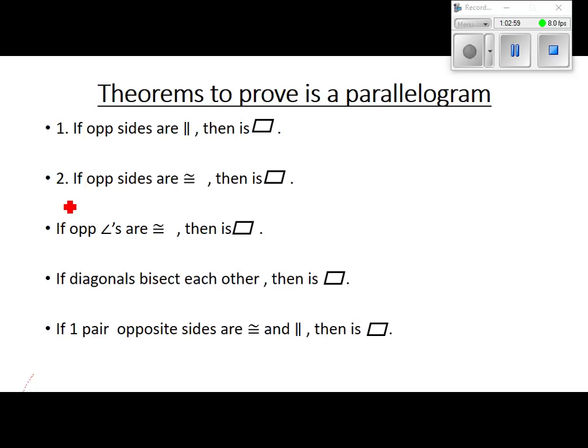The others were the converse of these, and they were theorems saying if it's a parallelogram, we know this. So if we know it's a parallelogram, we know all that information. If we're trying to show it's a parallelogram, we can do it by one of these five methods. So this is how to prove something is a parallelogram.